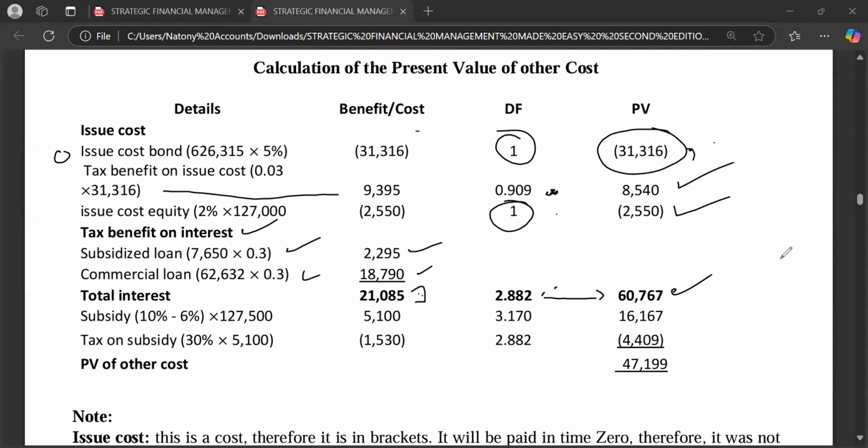So now there will be a subsidy element, 10% minus 6, which will be 4% times the amount borrowed by the government. So this is the amount the government borrowed. So this is the subsidy element. So this is year 1 to year 4. And this is the final figure for the 4 years.